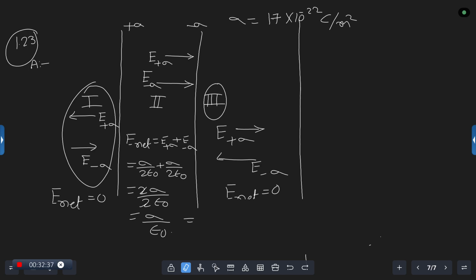These problems are very important in the examination, CBSE board examination. Remember that always electric field is away from the positive plate and towards the negative plate. So I applied that concept here and I calculated the net electric field at region 1, region 2 and region 3.